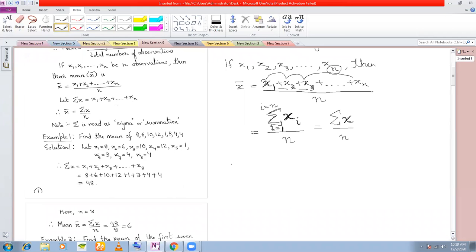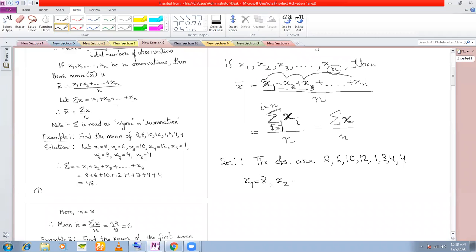Find the mean of the following observations. Now, deliberately, in this problem, example number 1 here, the observations given are 8, 6, 10, 12, 1, 3, 4, 4. These are the observations given here. Now, deliberately, I have taken x1 is equal to 8 because we are starting with mean only. That is why I have used this notation.